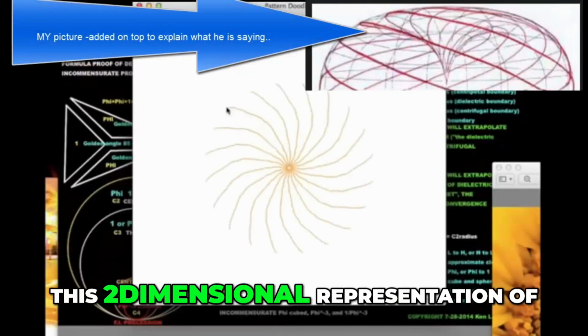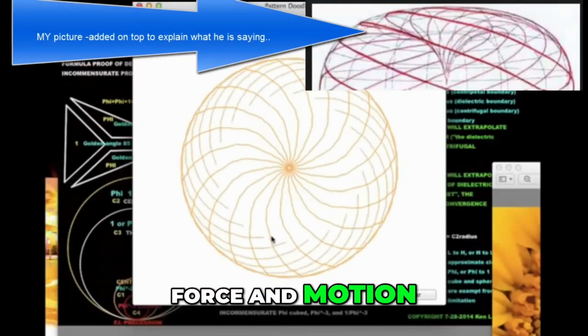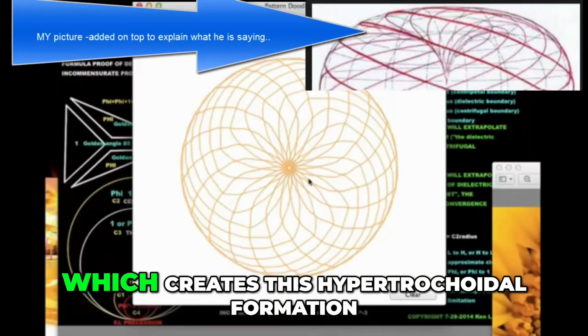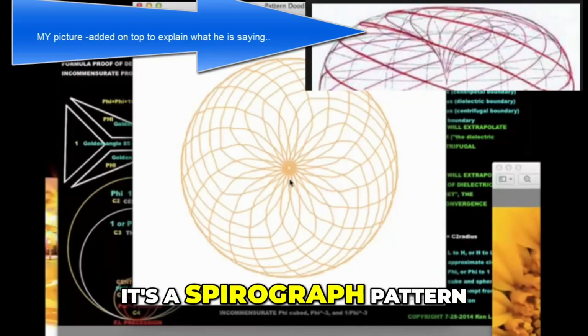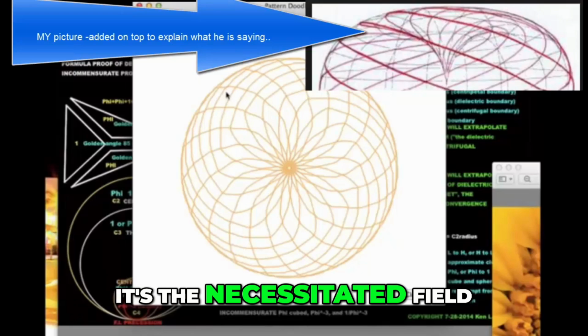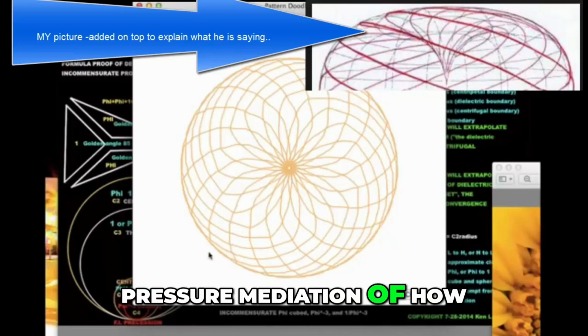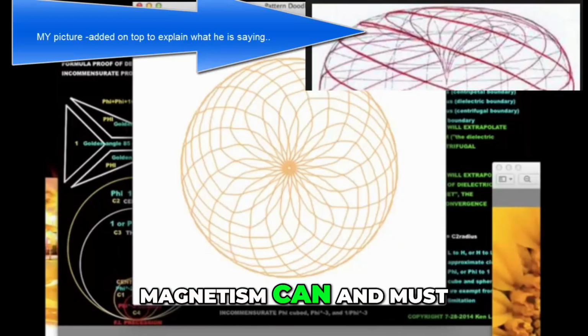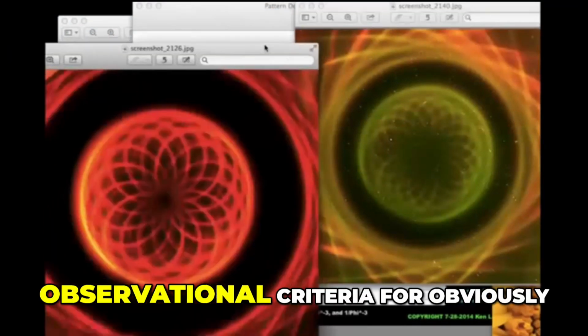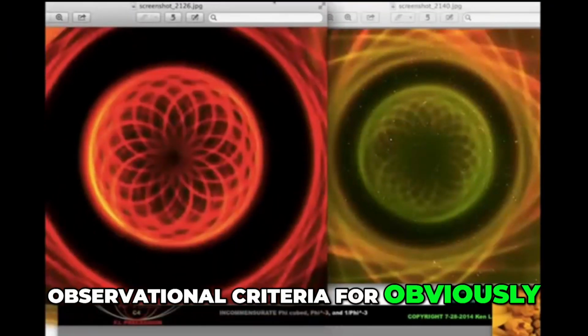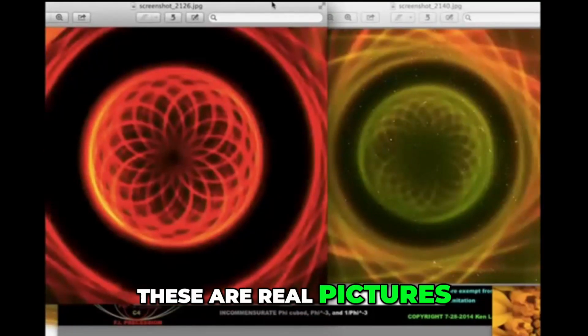This 2-dimensional representation of force and motion, which creates this hypertrochoidal formation, or what most people would call the spirograph pattern, is the necessitated field pressure mediation of how magnetism can and must express itself. And here's the empirical, observational criteria for obviously what it is. I mean, these are real pictures.